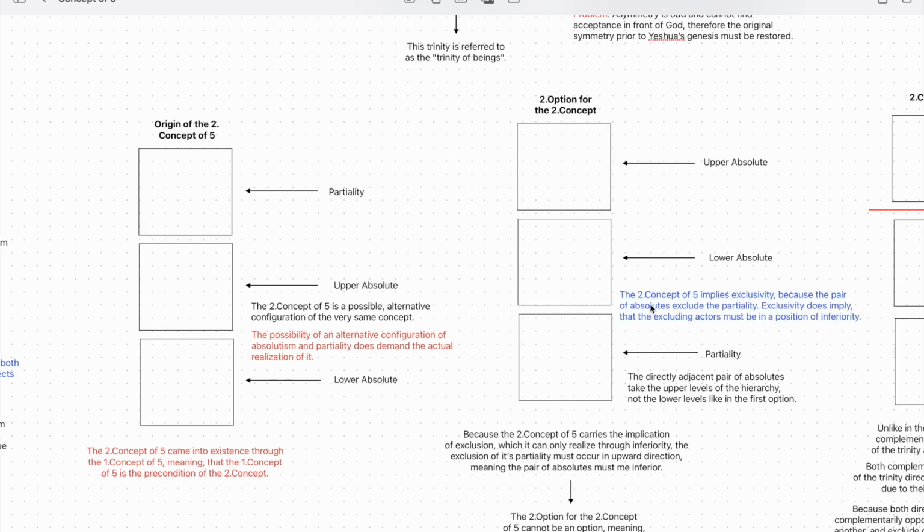Why? The second concept of five implies exclusivity, because the pair of absolutes excludes the partiality. Exclusivity does imply that the excluding actors, meaning the two absolute objects of the trinity, must be in a position of inferiority. Therefore, the exclusion of partiality must occur in upward direction, meaning the pair of absolutes must be inferior. This is why we can conclude that the second option for the second concept of five that you see here cannot be an option, meaning only the first option that you can see here can be realized.